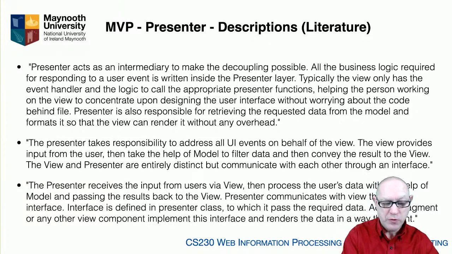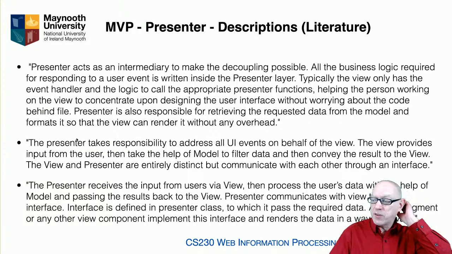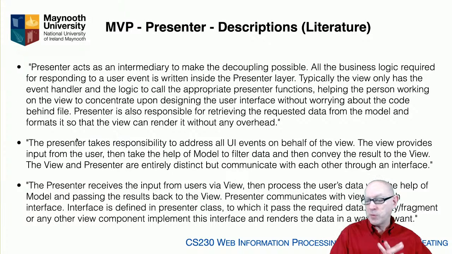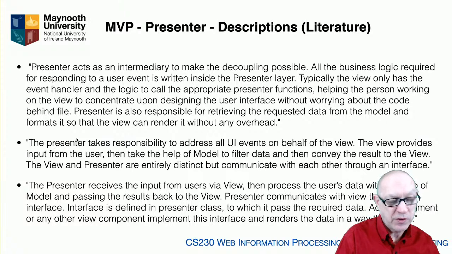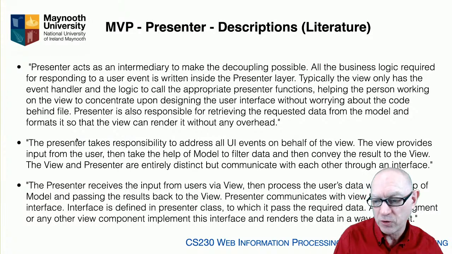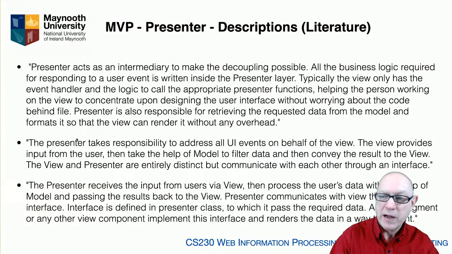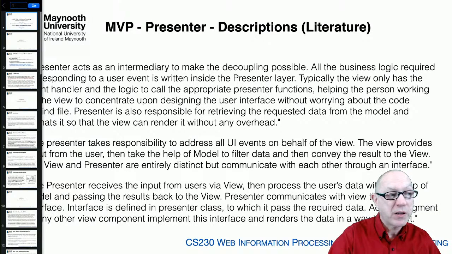So if we look at this model row here, the presenter takes the responsibility to address all of the UI events on behalf of the view. It provides the input from the user, takes the help of the model to filter data and to configure the results of the view. The view and the presenter are entirely distinct but communicate with each other through an interface. That's the kind of thing that's happening in that example that I showed you. Again, any one of these rows would be fine to help with understanding. If I got these back from you in an exam, this would be fine.